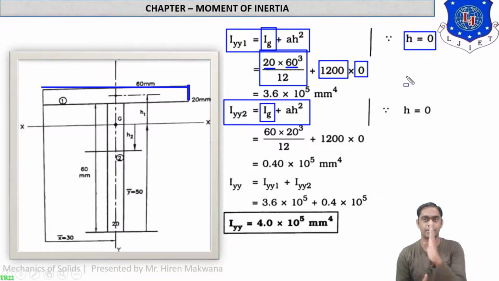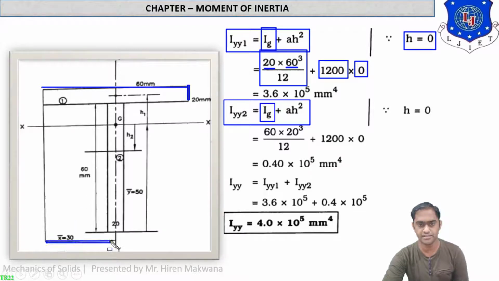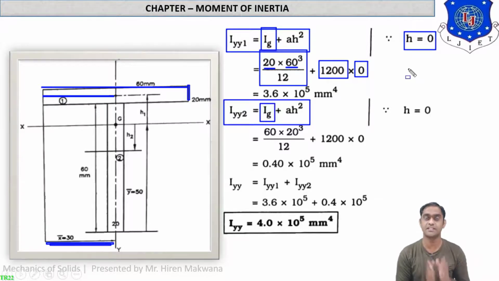Because the figure is symmetrical about the y-axis, you can see x bar is equal to 30 at this distance and x1 is also at the same distance. So x1 and x bar are both the same. So if you find h by means of x1 minus x bar, then it is 30 minus 30, which will become 0. In short, forget this thing, just remember the shortcut: when the figure is symmetrical about the y-axis, then h is always 0 for all the parts. Again repeating, when the figure is symmetrical about the y-axis, then h will be 0 for all the parts.